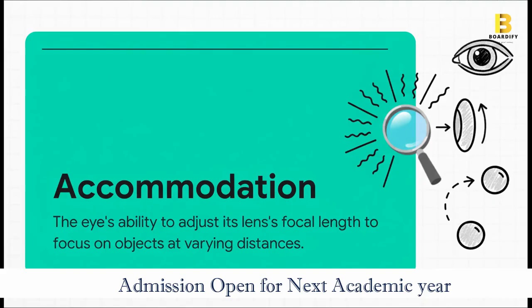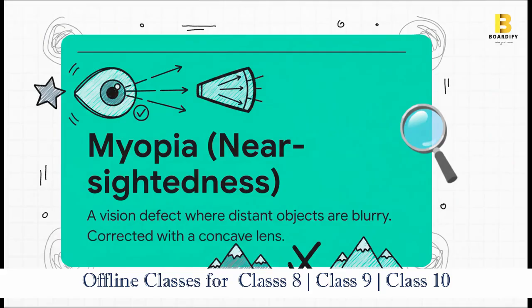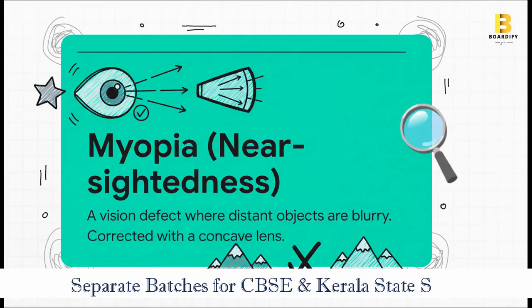First up, accommodation. What is it? The eye's ability to adjust its focal length. Simple as that. It's the autofocus. Next, myopia, also known as near-sightedness. Key points: you can't see distant objects. The image forms in front of the retina. The fix, a concave lens.